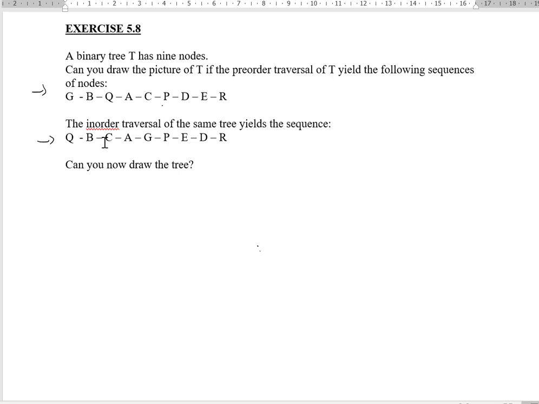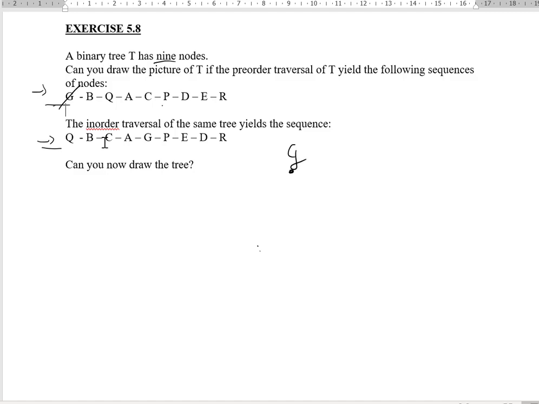Exercise 8 from the last lesson. We are given a binary tree with 9 nodes, and they're given with the help of the pre-order and with the help of the in-order. Question is, can we now draw the tree? Okay, if we start with the pre-order, then we definitely know that G is the root of the tree.